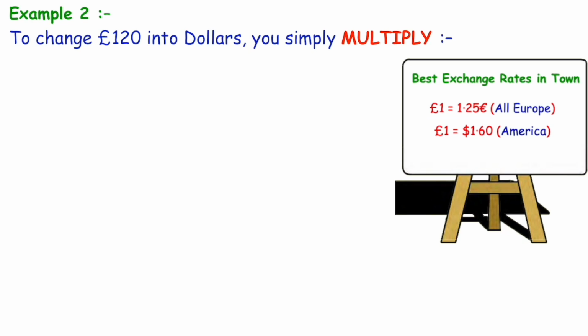So we're going to write £120 is equal to 120 times 1.60, which gives us 192 US dollars. So that's it. It's as simple as that.